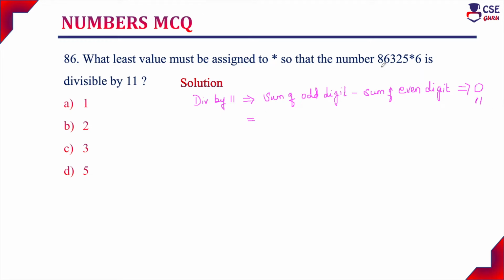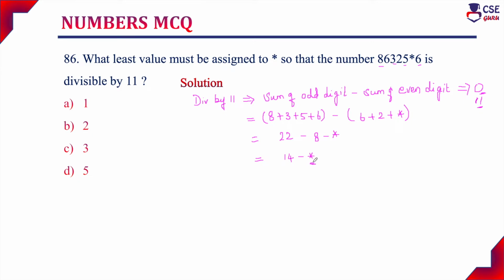Here, the sum of the odd digits is 8, 3, 5 and 6. So 8 plus 3 plus 5 plus 6 minus the sum of the even digits, 6 plus 2 plus star. So this is 22 minus 8 minus star. Here we will get 14 minus star. So what may be the star value? We will get either the difference 0 or it should be divisible by 11.